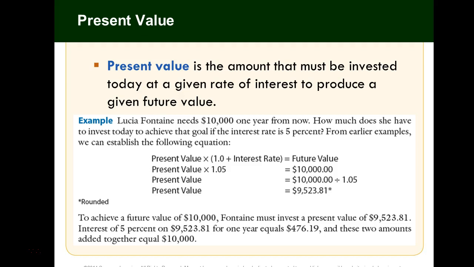So $10,000 divided by 1.05 means she needs to invest right now $9,523.81 at a 5% interest rate in order to come up with $10,000 in a year. Does that make sense?